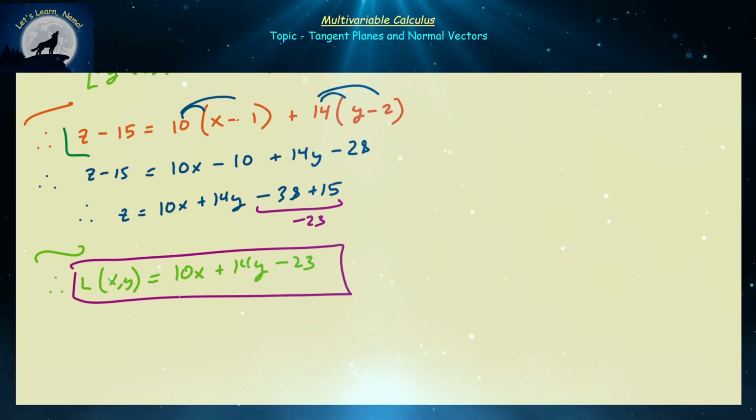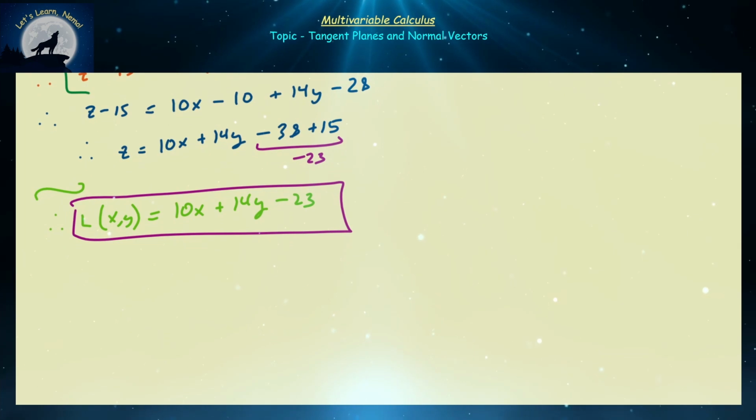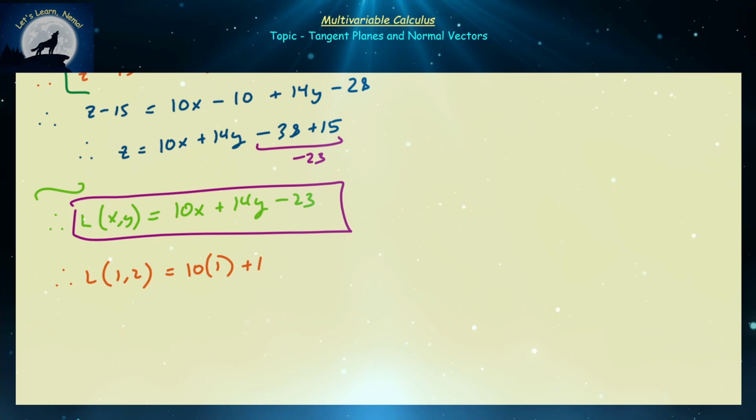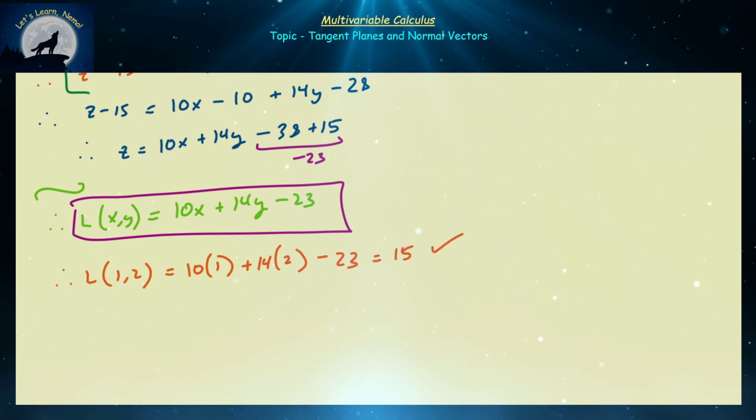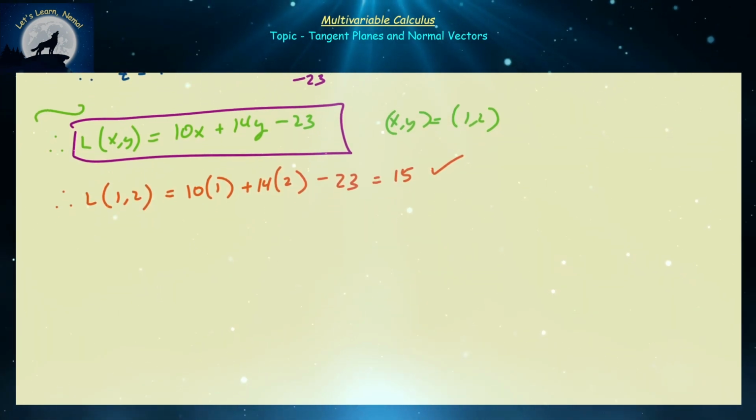So keep in mind that L, evaluated at our point of reference, which in this case was (1, 2), should be equal to 15. So let's see if that's true, just to make sure this is potentially correct. That's going to be equal to 10 times 1 plus 14 times 2 minus 23, and you should be able to verify that that is indeed equal to 15. Right? So as long as (x, y) is near (1, 2), then this will give you a relatively decent approximation to the original function that we were analyzing.